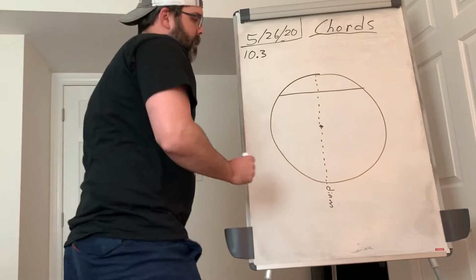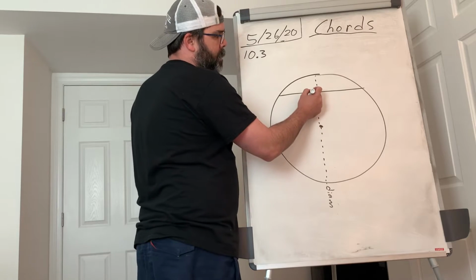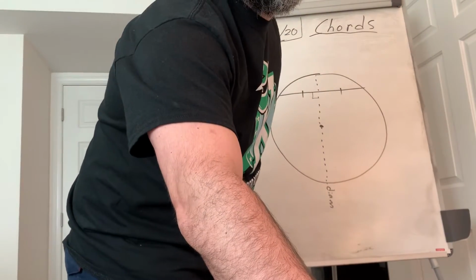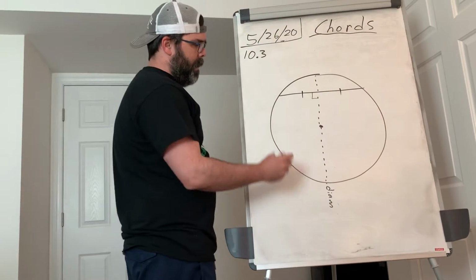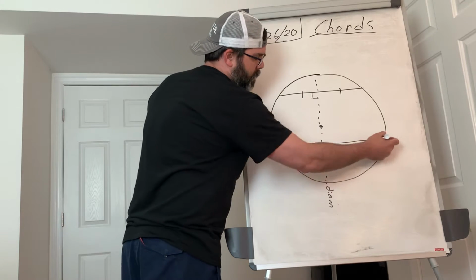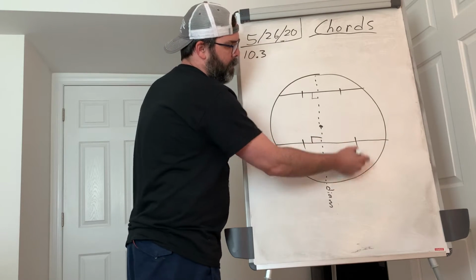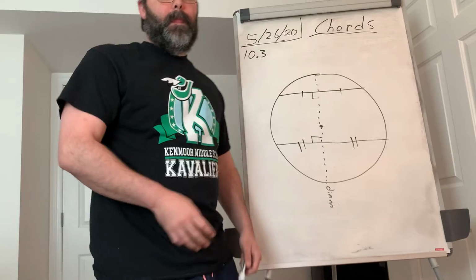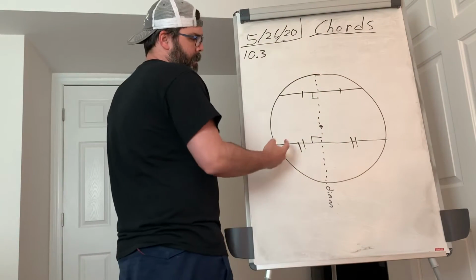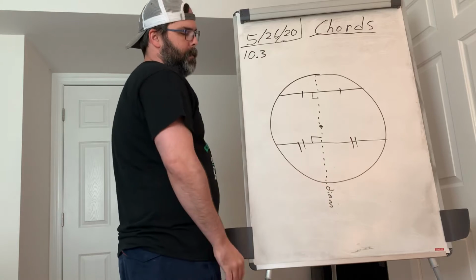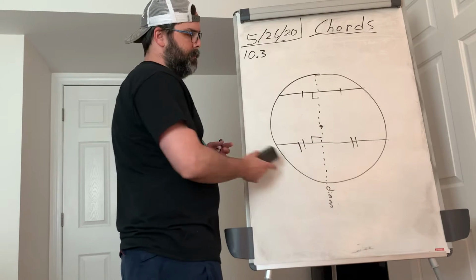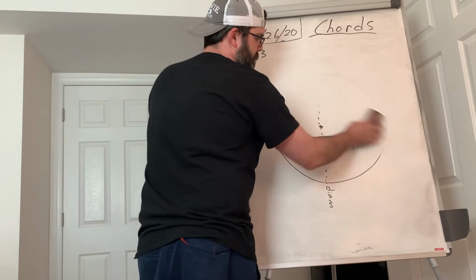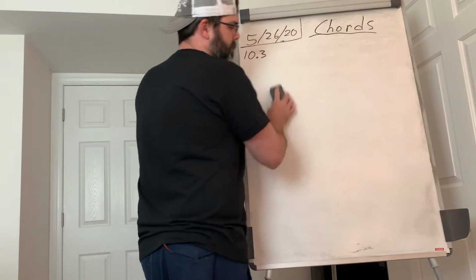Okay. If the diameter is perpendicular to a chord, then it bisects that chord. And that could be any chord. If this is perpendicular, then this is congruent to that. All right? And vice versa. If this is congruent to that, then the chord has to be perpendicular to its bisector, which is the diameter. Okay, last thing.